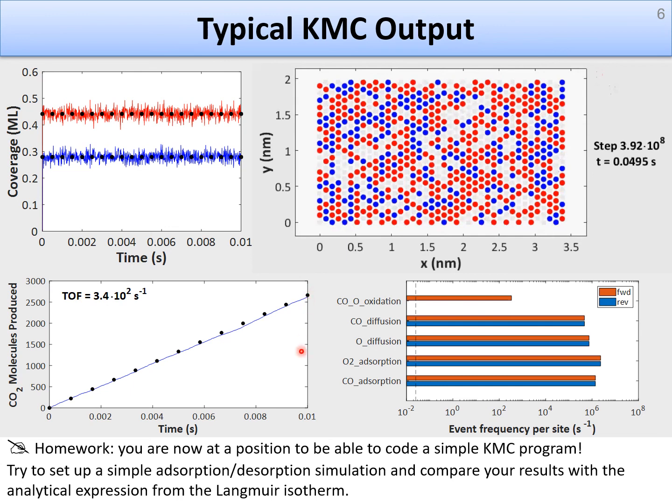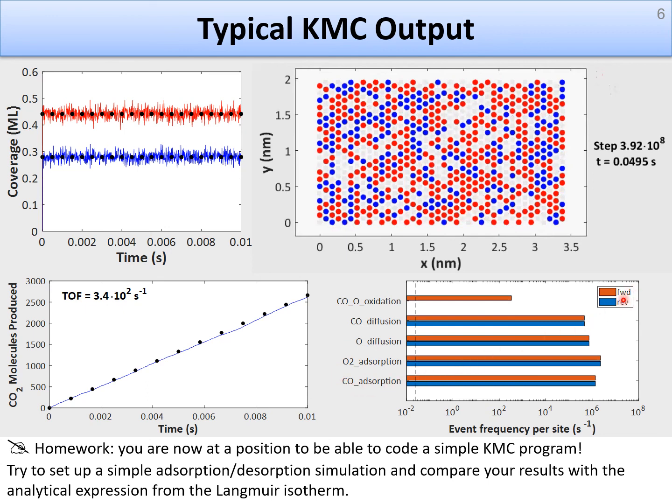Finally, in this plot here, we can see the event frequencies per site for every reaction event that is taken into account in our simulation framework. So we have CO oxidation, where CO and oxygen react and give off CO2 in the gas phase. We have some diffusion events for CO and oxygen, and then we have some adsorption and desorption events.